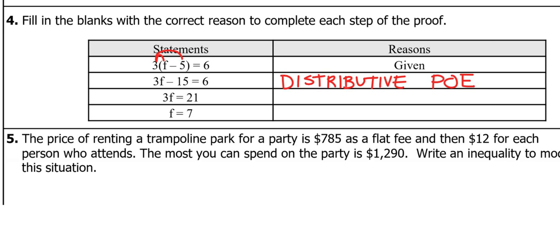All right, next step. 3f minus 15 equals 6 turns into 3f equals 21. So notice the negative 15 goes away. How does it go away? Well, somebody must have added 15 to both sides. This would cancel out the negative 15, so you'd be left with 3f equals 6 plus 15, which is 21. So 3f equals 21. So what happened to get from the previous step to 3f equals 21? The addition property of equality. You added. So addition PO.